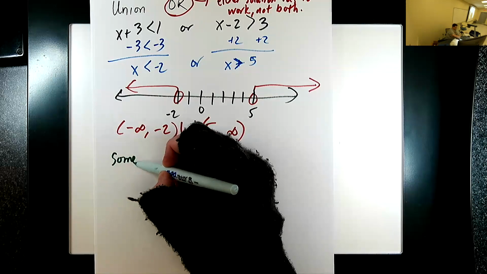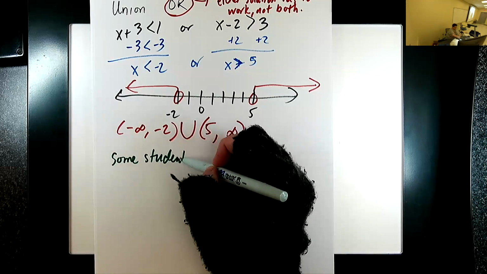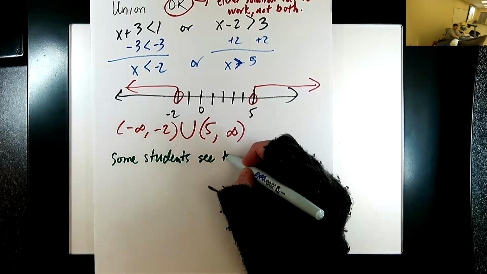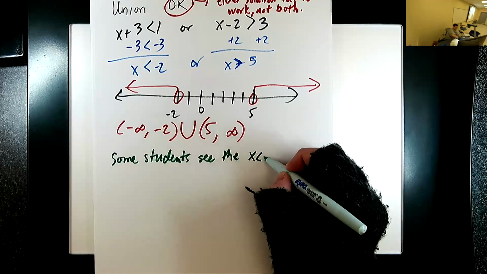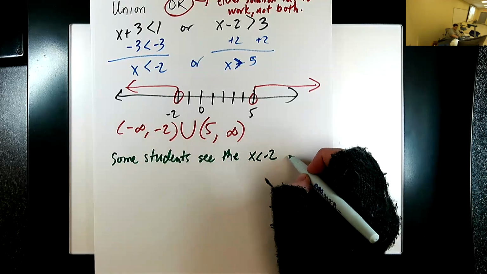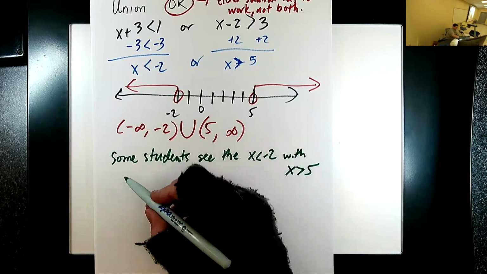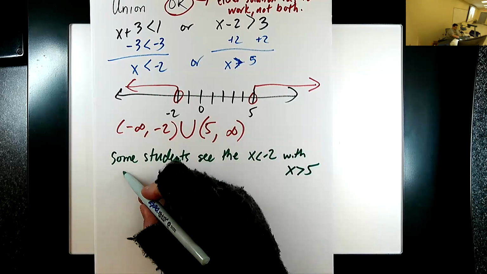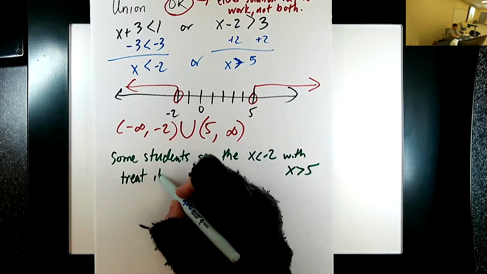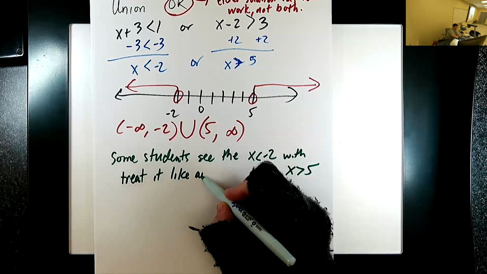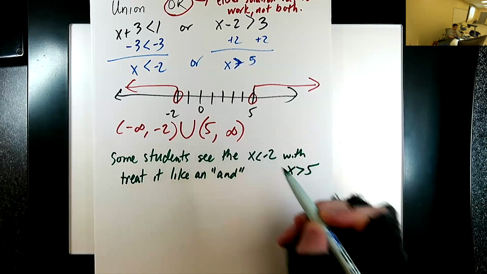Some students see x is less than -2 with x is greater than 5. You treat it like an "and." They make a sandwich out of it.